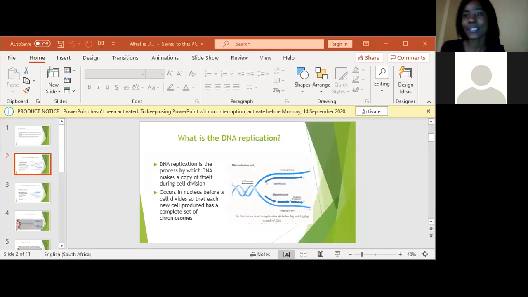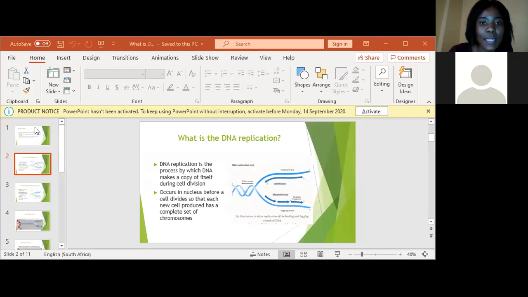Today we are going to cover a chapter on DNA replication. But firstly, before I go into details step by step of DNA replication, I'm going to start by explaining to you what DNA is.